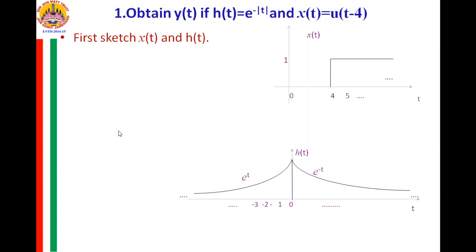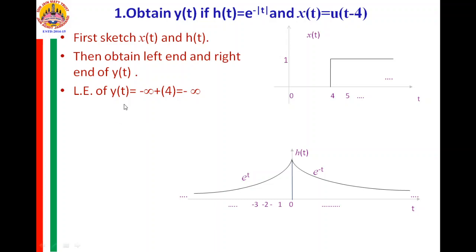Now next step is to understand what is the range of y of t for which y of t exists. So what is the left end and right end of y of t? The left end of h of t is minus infinity, and that of x of t is 4. So that of y of t now is equal to minus infinity plus 4 equal to minus infinity. And now what is the right end? Right end of both this x of t and h of t is infinity. Therefore right end of y of t is also infinity.